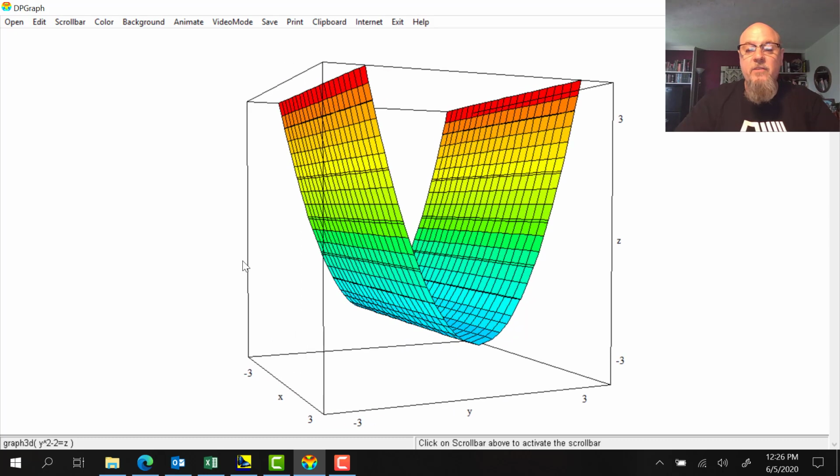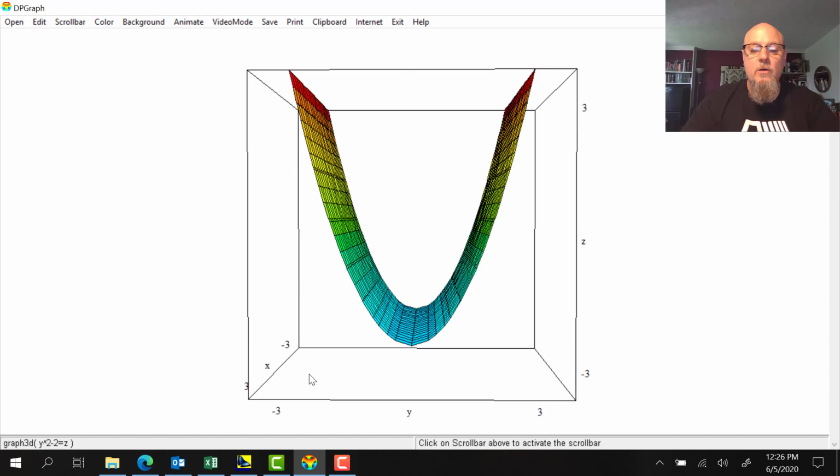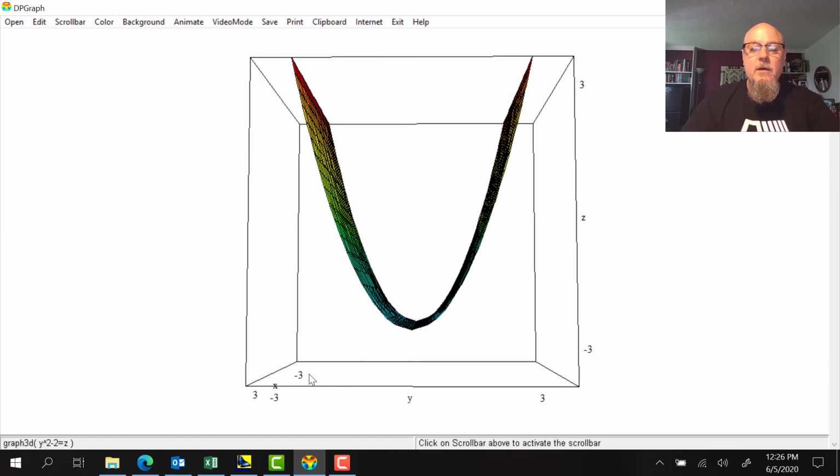It doesn't matter what x I pick. Parabola, parabola, parabola, as x goes along here. Slice it, it's a parabola. Slice it, it's the same parabola. So if I look along the axis that's missing, it all collapses down into the same shape. That's what I mean by a cylinder.